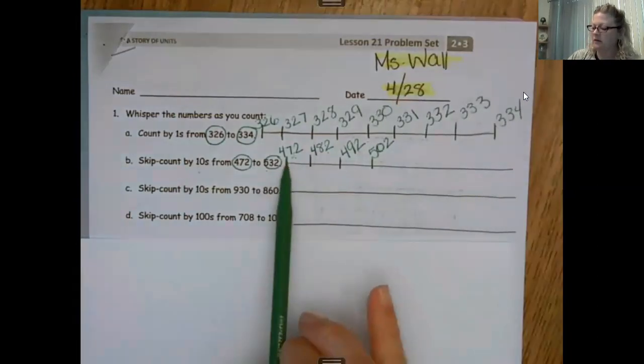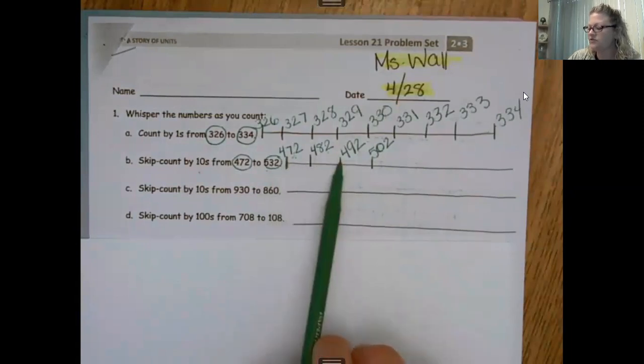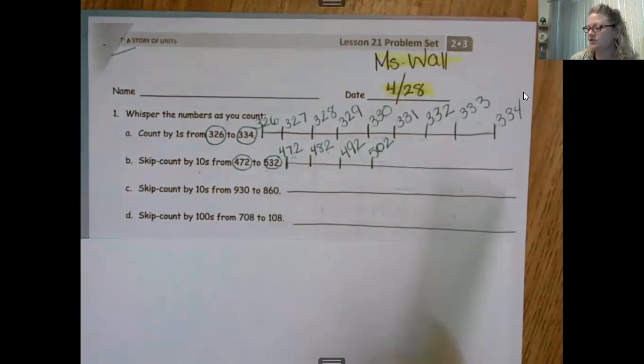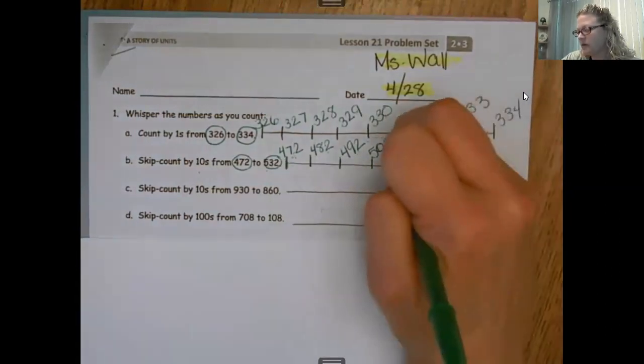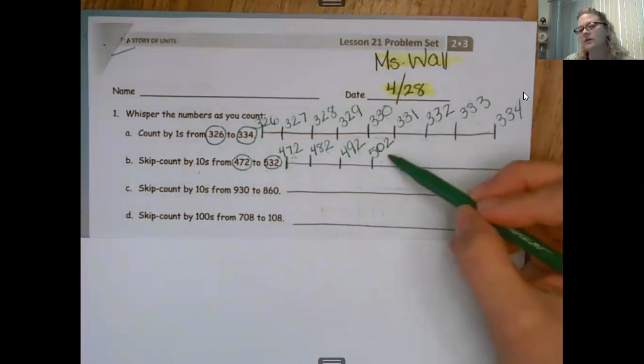So let's skip count this with me. 472, 482, 492, 502. We're almost at the finish line. All right, what do you think is going to come next? We're skip counting by 10. We need to add 10 to this.